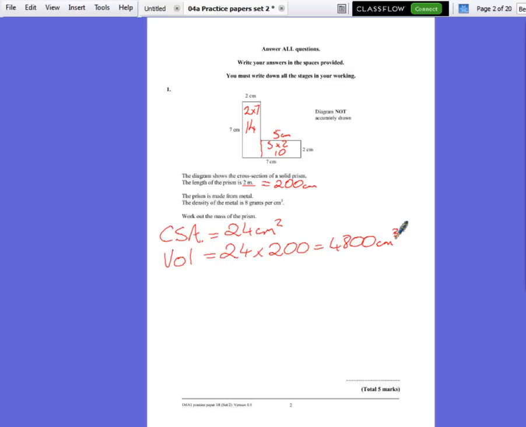Density is 8 grams per centimetre cubed. So if we've got 4,800 centimetres cubed, we need to do 4,800 multiplied by 8. However you do that, you can do that with long multiplication, or you can do it with the grid method. Whichever way you do that, you'll get 38,400 grams.